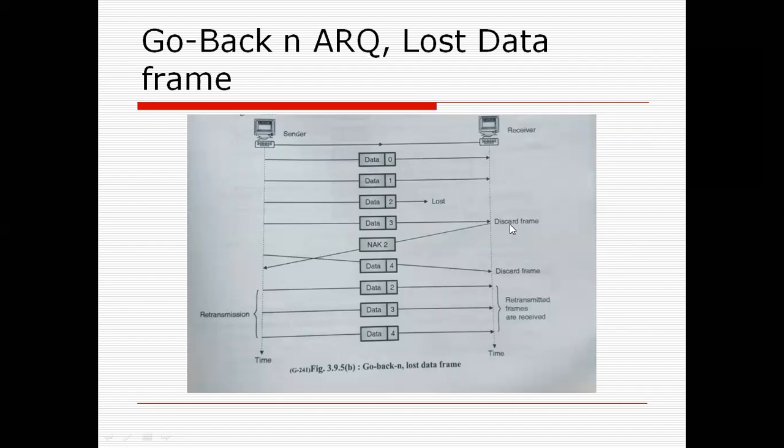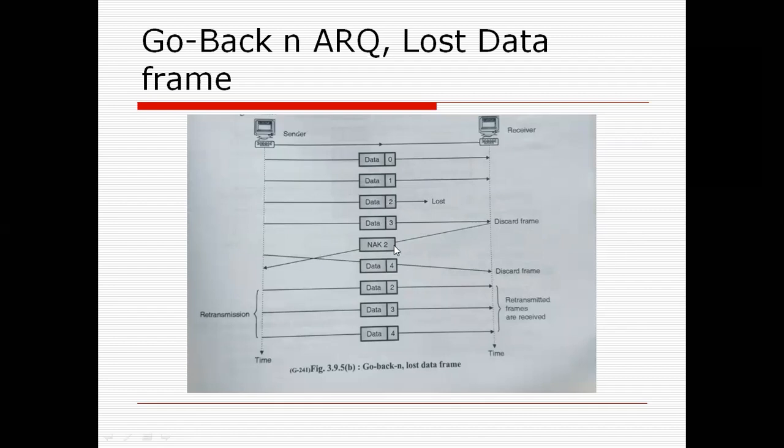Now as this sequence number data 3 is received here, immediately the receiver will discard it. Then suppose data frame 4 has also been received. So 3 and 4 have been received and 2 has not been received by the receiver. Immediately frame number 3 and frame number 4 will be discarded because the sequence number 2 is absent.